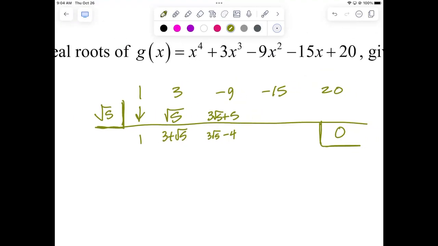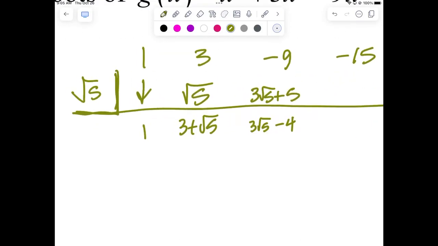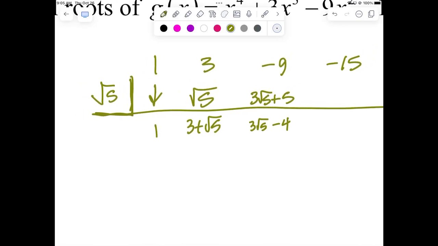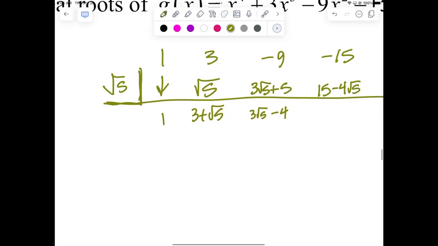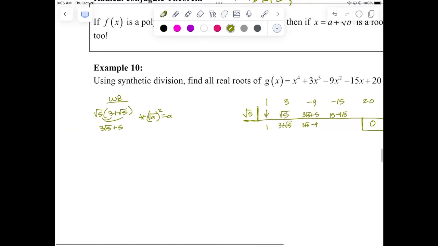3 square root of 5 times square root of 5 should be what? 5. It's 5 times 3. There's a 3 there, right? 3. Yeah, so the square root of 5 times the square root of 5 is 5, times the 3 gives us 15, and then minus 4 square root of 5. Everyone okay with that? If you need to do it off to the side, that's where we do it.